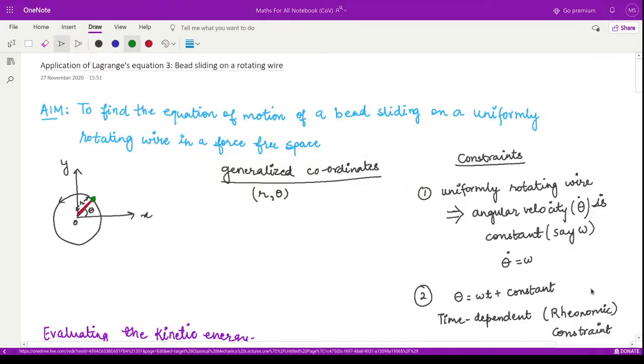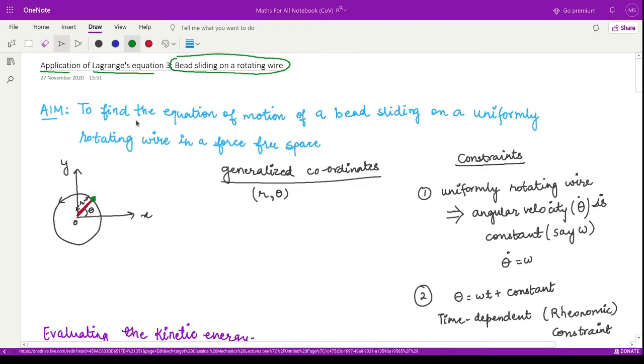Hello everyone, welcome to this video on classical mechanics. In this video, we shall again see an application of Lagrange's equation, and in particular, we'll see the example of a bead which is sliding on a rotating wire.